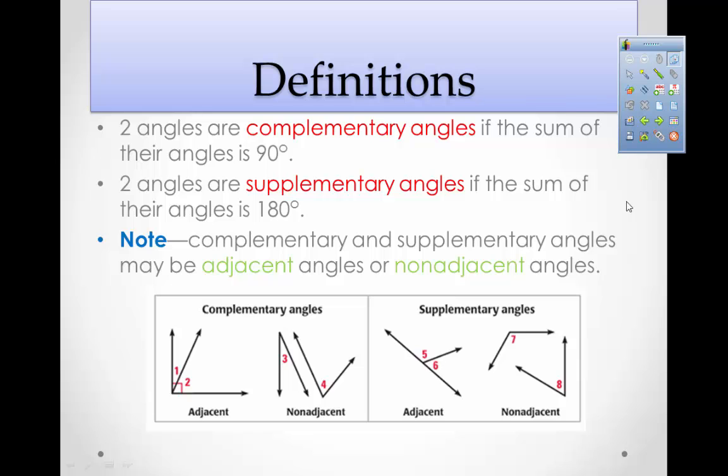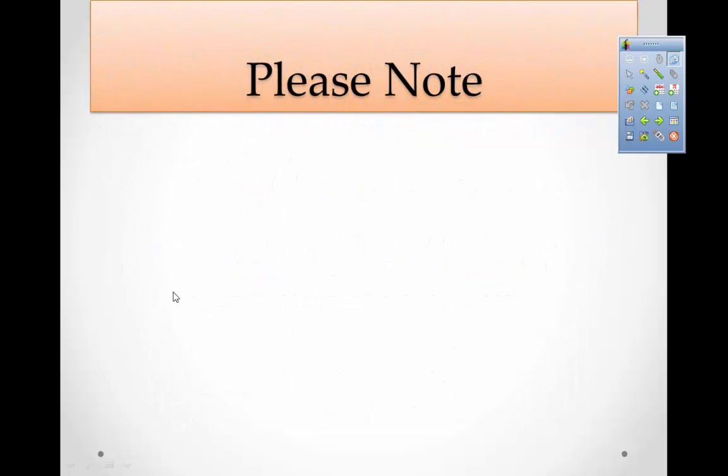Where's mine? Oh, there we go. All right.